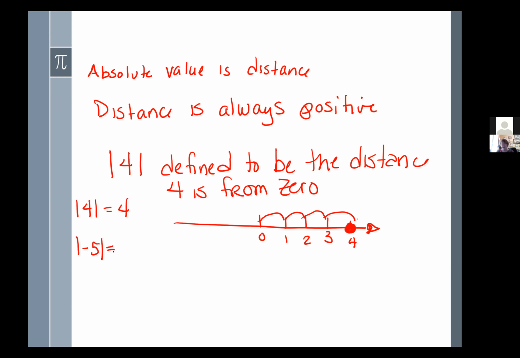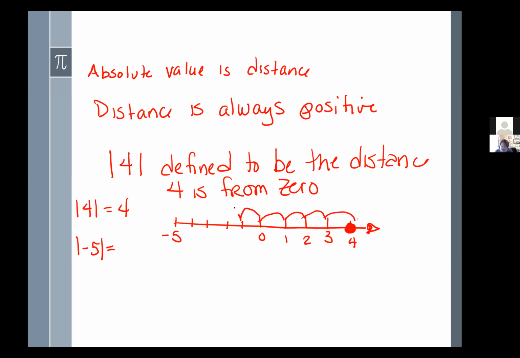Well, I know how to find that from the previous slide. I changed the sign of the 5 and it's 5. So the absolute value of -5 is 5 because of that rule. But it's 5, again, because of the number line. Here's -5. What's the distance -5 is from 0 on the number line?